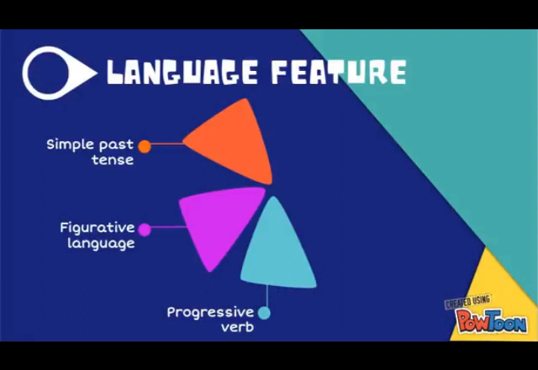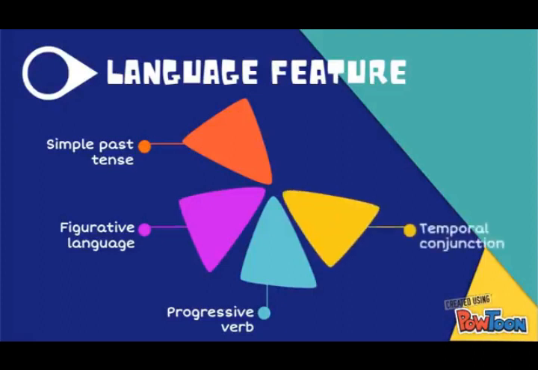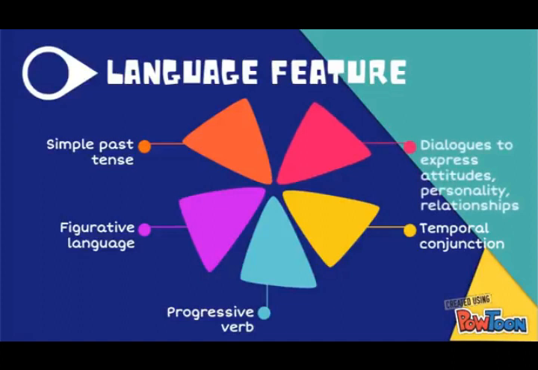And then, it also uses temporal conjunction because each sentence or paragraph continues from the other. So there must be a connection between those paragraphs or sentences. And also, it uses dialogues to express attitudes, personality, and also relationships.